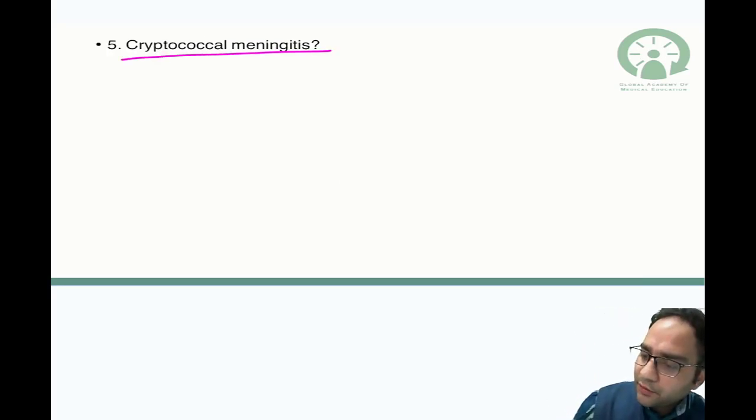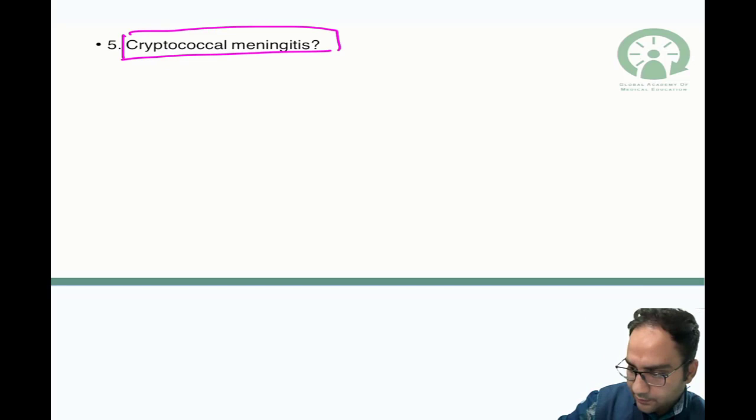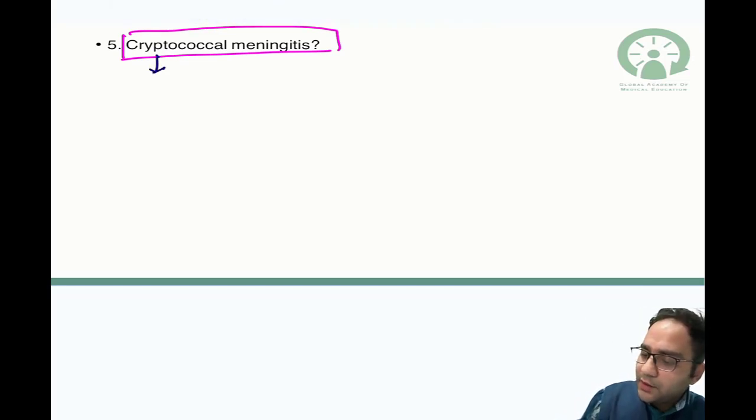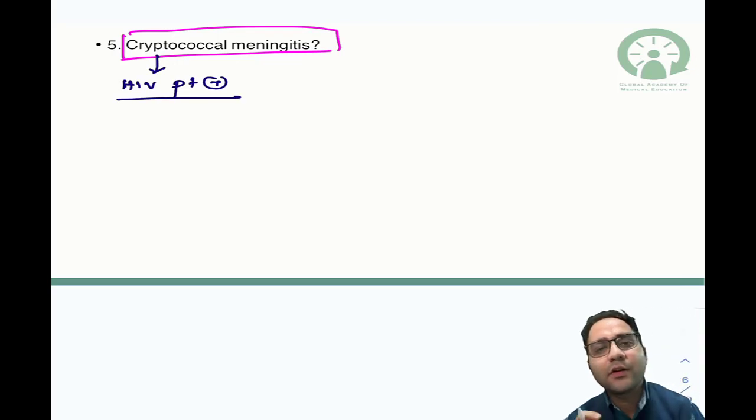Then there was a question on cryptococcal meningitis, maybe a clinical case that was asked. If you are asked a case of cryptococcal meningitis, there are certain prerequisites. The patient should be HIV positive. It's not that you only see cryptococcal in an immunocompromised patient. You can also see it in an immunocompetent patient, but that is a rare scenario.